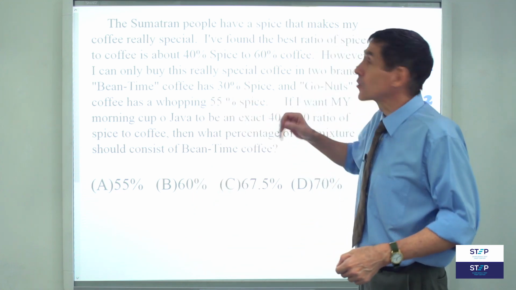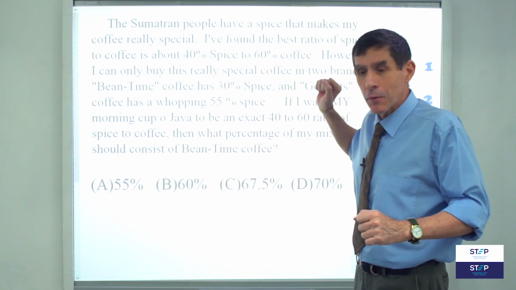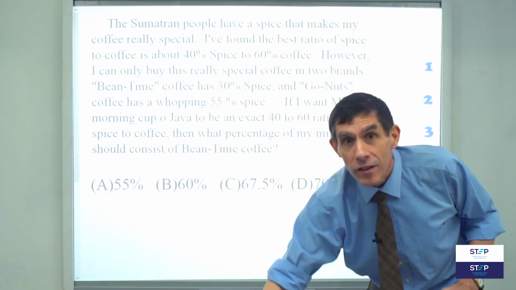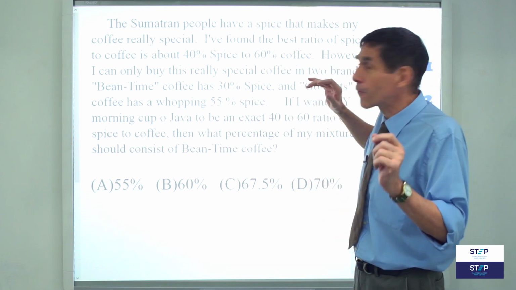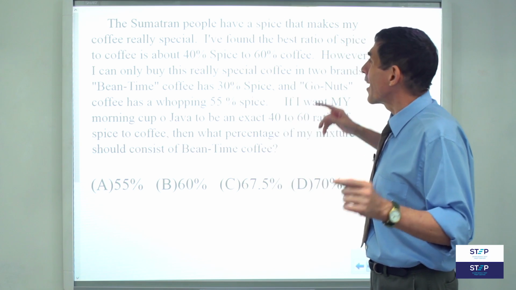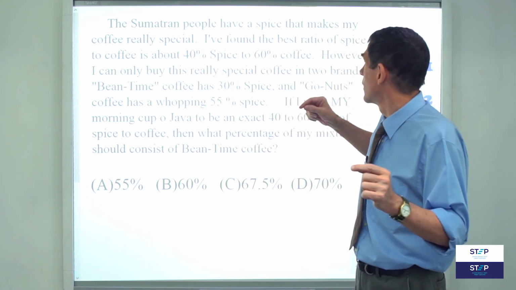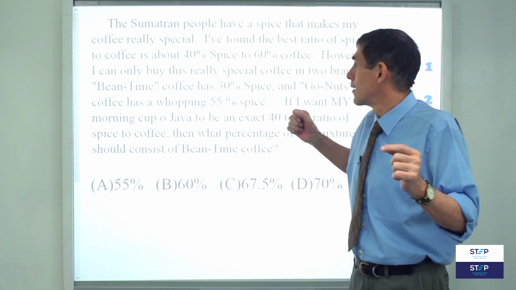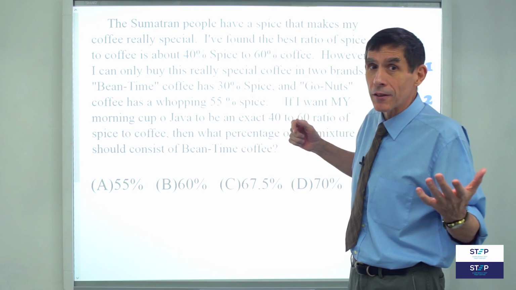Anyways, here's my problem. The Sumatran people have a spice that makes my coffee really special, okay? I've found the best ratio of spice to coffee is about 40% spice to 60% coffee. However, I can only buy this really special coffee in two brands. You got Bean Time Coffee and Go Nuts Coffee.